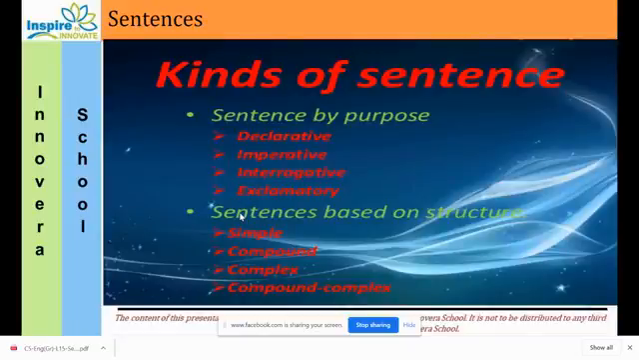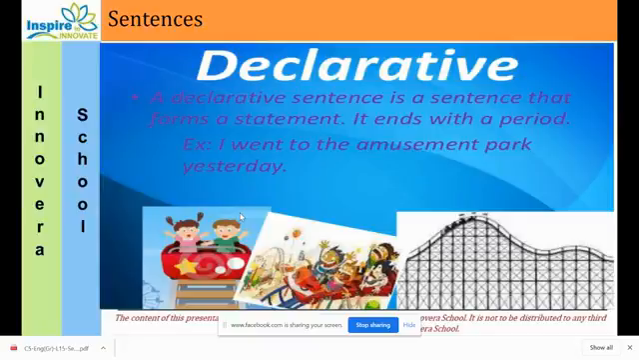Then we studied about kinds of sentences. In that we studied there are two kinds, sentences by purpose and sentences based on structure. Today we discussed sentences by purpose, which means types of sentences. It is divided into 4 parts. We discussed the declarative sentence, the imperative sentence, the interrogative sentence, and the exclamatory sentence. In a declarative sentence, how do we identify it? It begins with a capital letter and ends with a full stop. It is a general statement, also known as a statement.